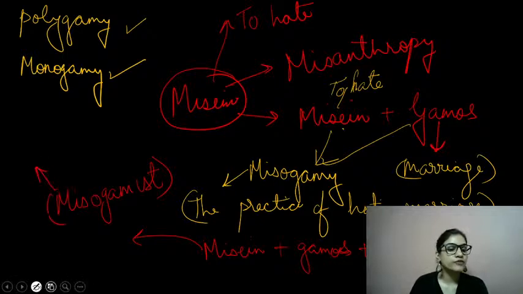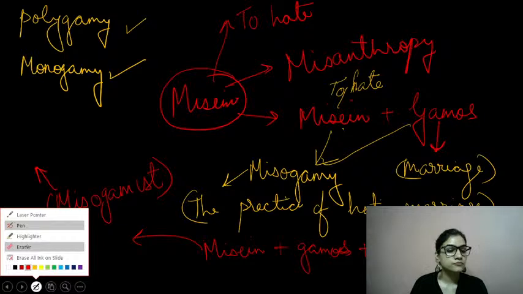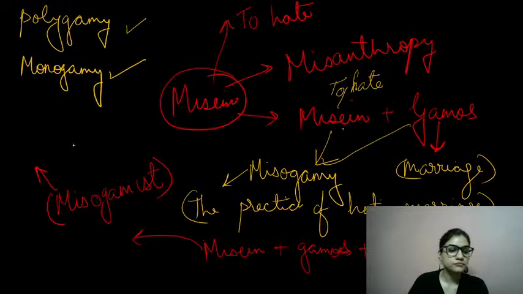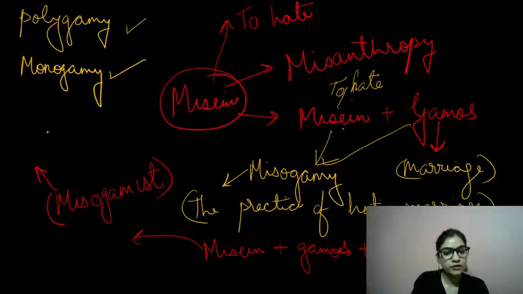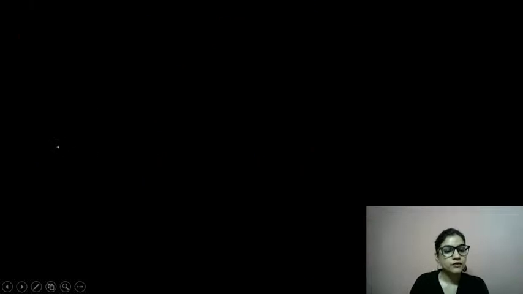So mesogamist refers to the person who hates marriages, right? The person who hates marriages, that is what we have here.